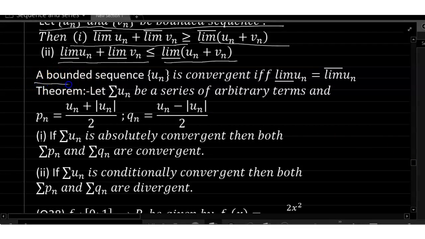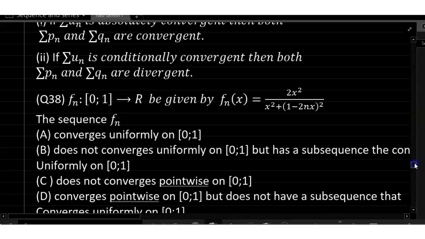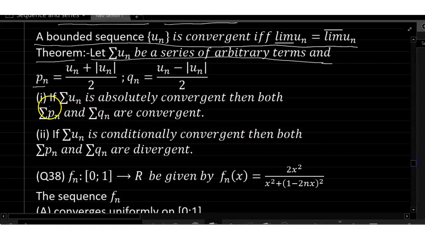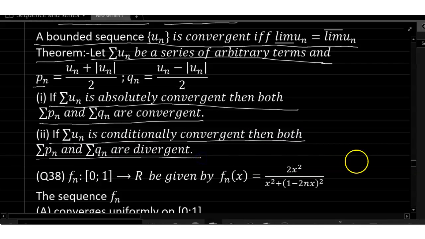A bounded sequence un is convergent if and only if the lower limit of un is equal to the upper limit of un. Theorem: let un be a series of arbitrary terms, and Pn equals un plus mod of un and Qn equals un minus mod of un. Then if un is absolutely convergent, both Pn and Qn are convergent. If un is conditionally convergent, then both Pn and Qn are divergent.